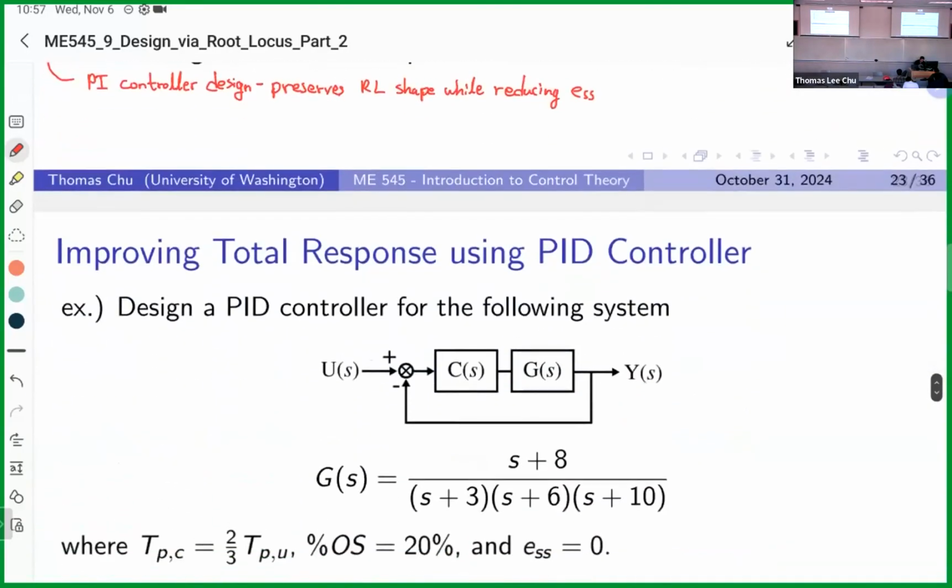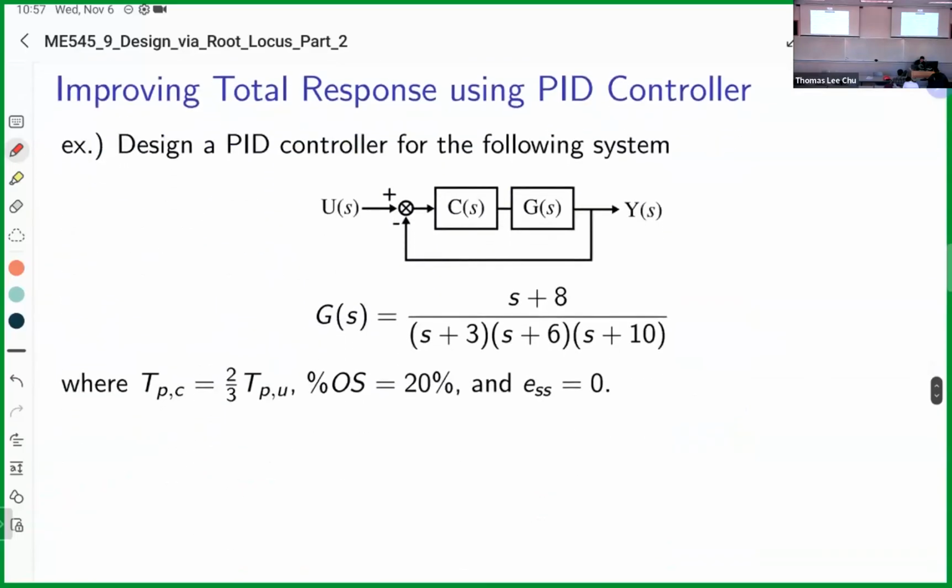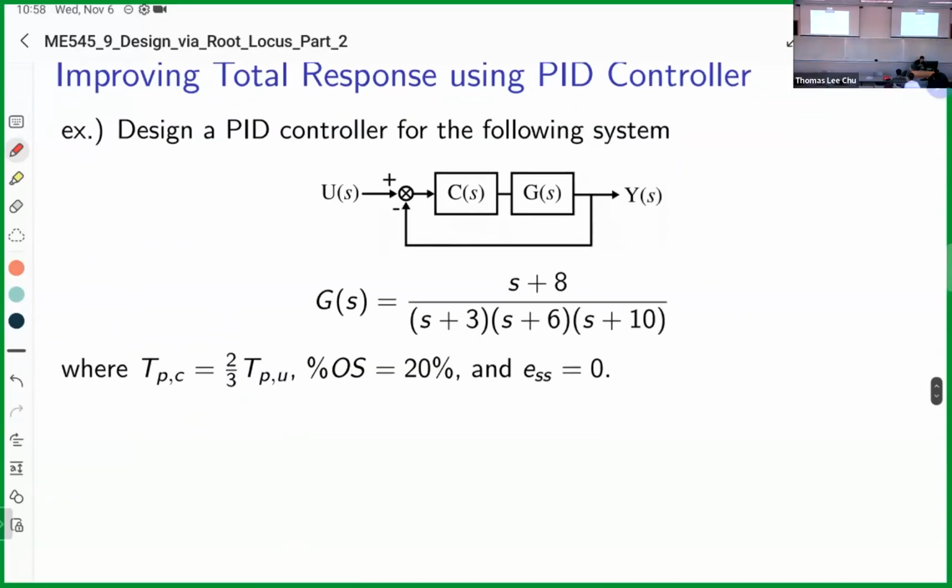So we are going to go through an example on designing a PID controller for the following system where we want our compensated peak time to be two-thirds the uncompensated time with 20% overshoot and zero steady state error. And this is nice to design because the PI controller honestly is not that hard. We just add a pole and zero close to the origin. And then the PD is the hardest part.